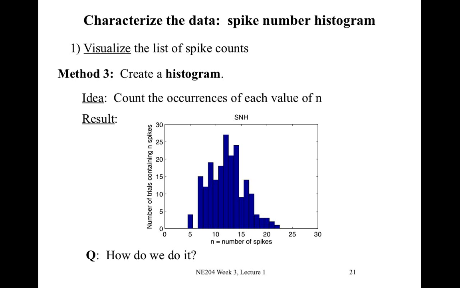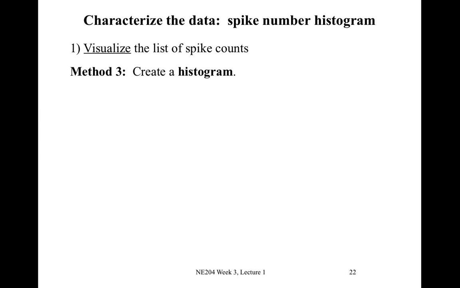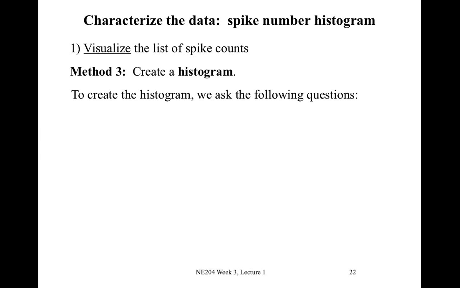And the question is, how do we actually compute this thing, the spike number histogram? And we'll go through this in detail. We talked a little bit about it in lab on Friday, but let's think about it in the context of this example. How do we compute a histogram of the spike count data? So to create the histogram, we can think about it as asking a series of questions. So we'll start with this question. How many trials do we observe with 0 spikes?